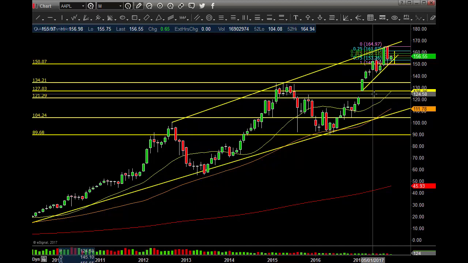We're in an 8-year cycle right now from the lows of 2009 and a 10-year cycle from the highs of 2007. So keep an eye on that.